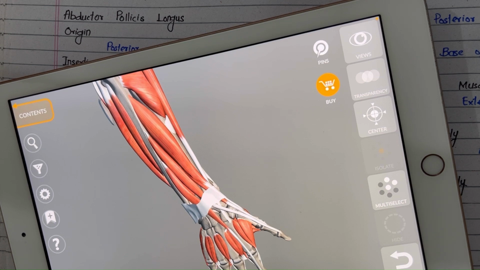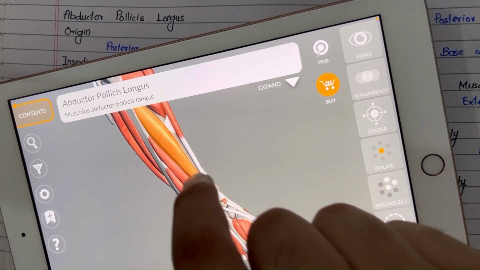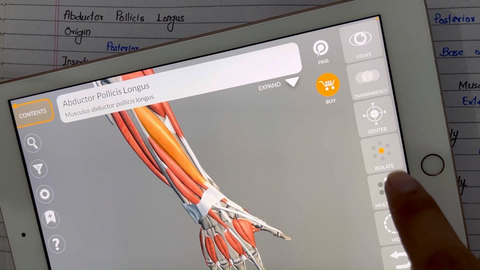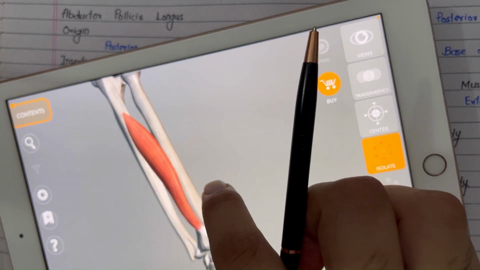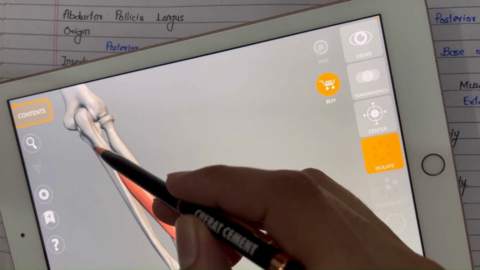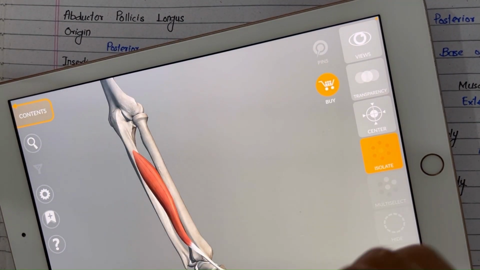Now student, moving toward another muscle of the deep layer of the posterior compartment, which is the abductor pollicis longus muscle. Student, the abductor pollicis longus muscle originates from the shaft of the radius and the ulnar bone. This is the ulnar bone and this is the radius bone.